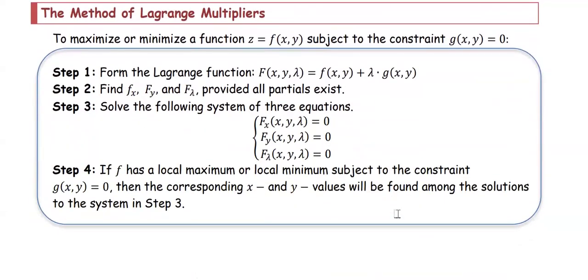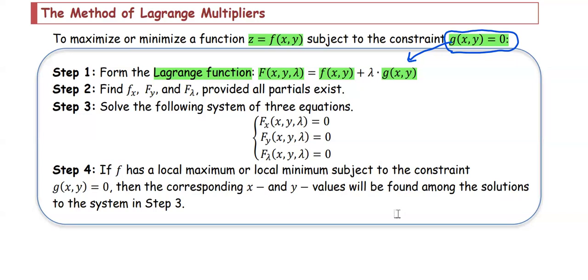The method of Lagrange multipliers. To maximize or minimize a function z equals f of x y subject to the constraint g of x y equals 0. Step number 1, we form the Lagrange function, capital F equals f of x y plus lambda times g of x y. Note that for g of x y, make sure that the other side is 0. You have to rearrange it until you get the form of an expression equals 0, and the expression is the g of x y, or the constraint function that we use in the Lagrange function.